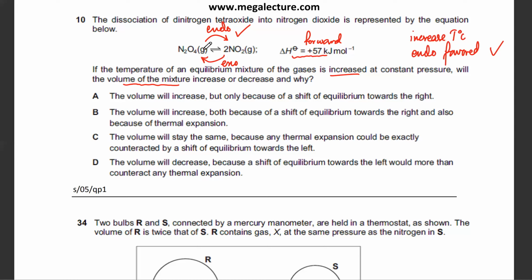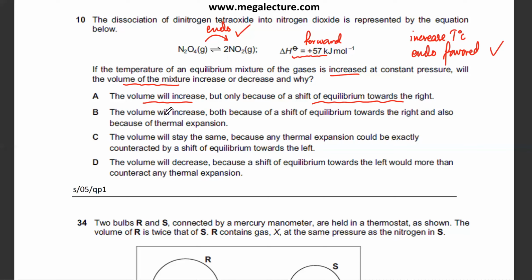एक मॉलिक्यूल था, मतलब बैकवर्ड को हटा देते ना, endo is favored, right? One molecule turns into two molecules, right? So what will happen to the volume? Increase or decrease? Increase. So the volume will increase. And why will it increase? Because there's a shift of equilibrium towards the right. क्योंकि endo favor हो रहा है ना, right की तरफ जा रहा है. ये बात clear है?